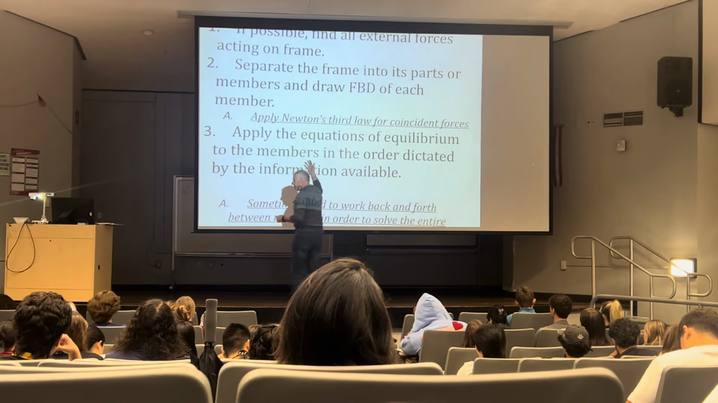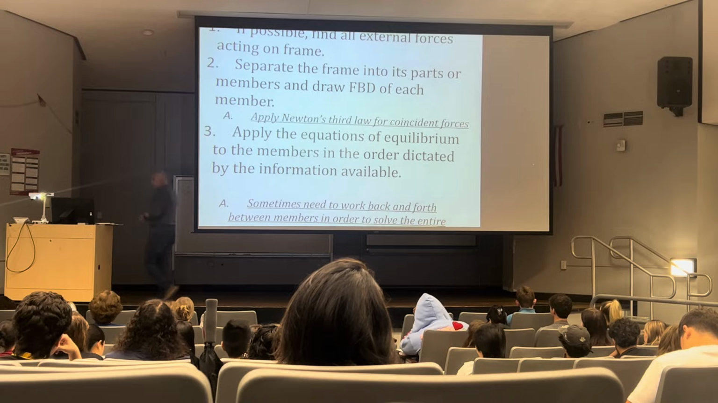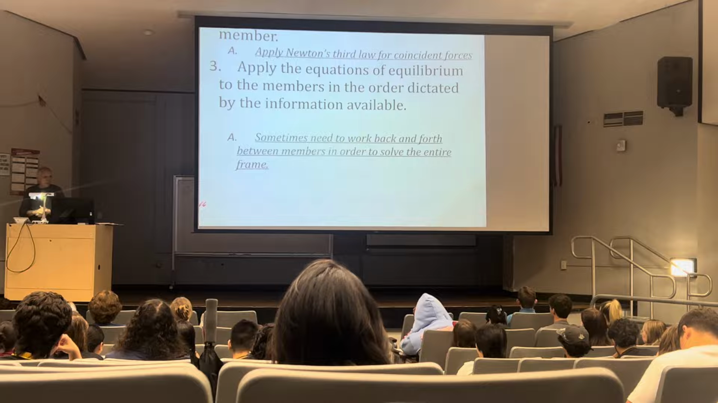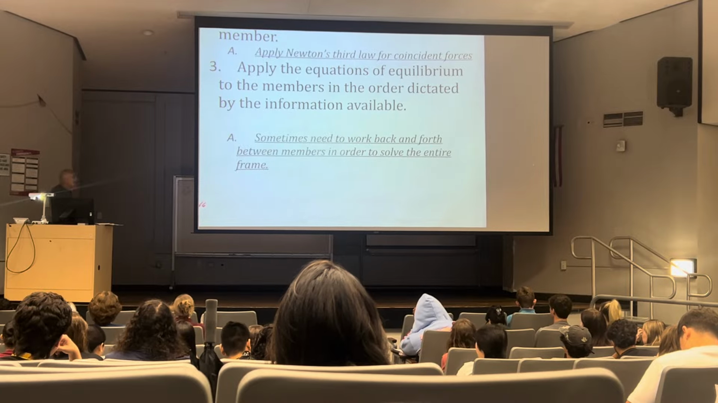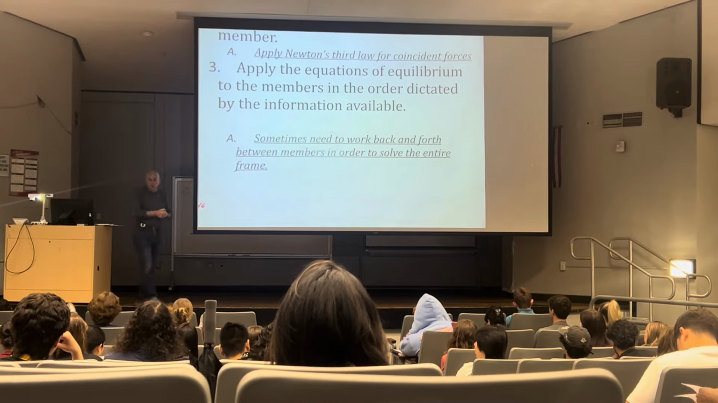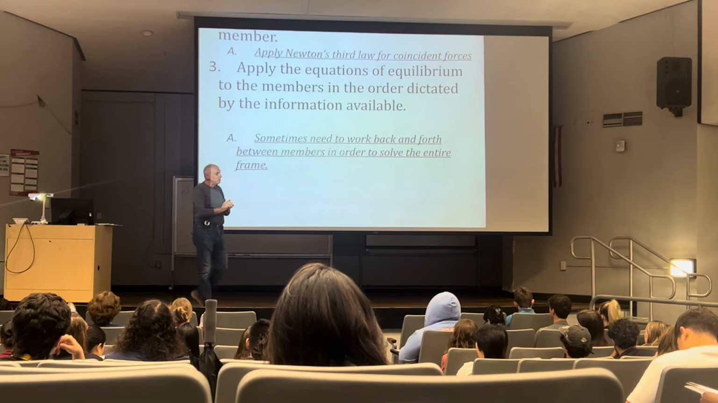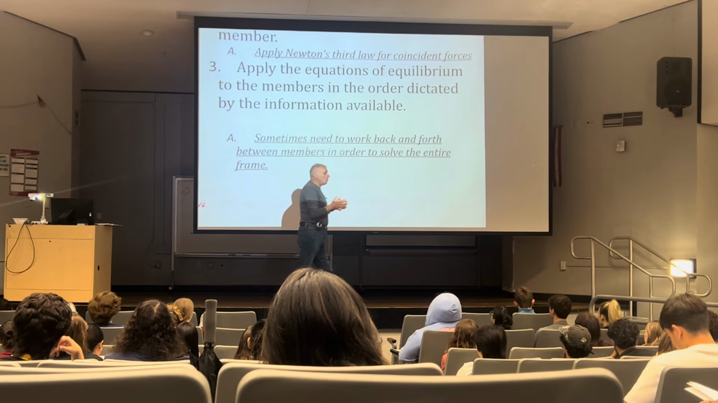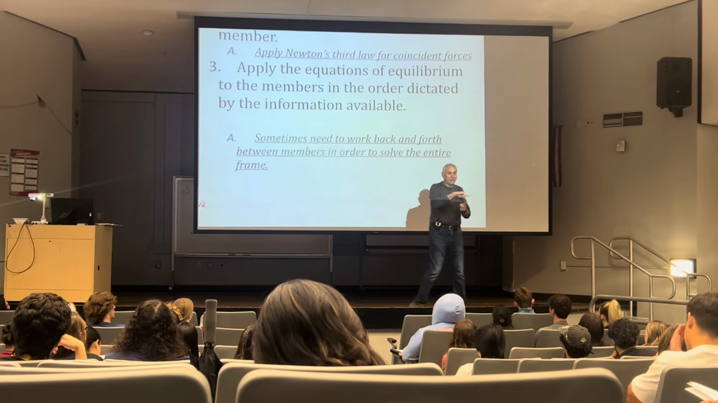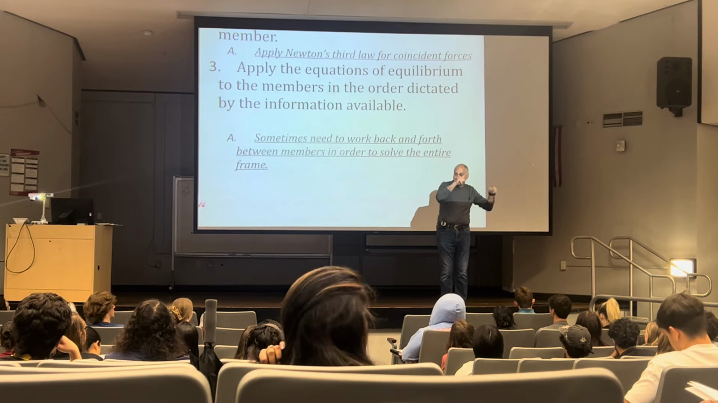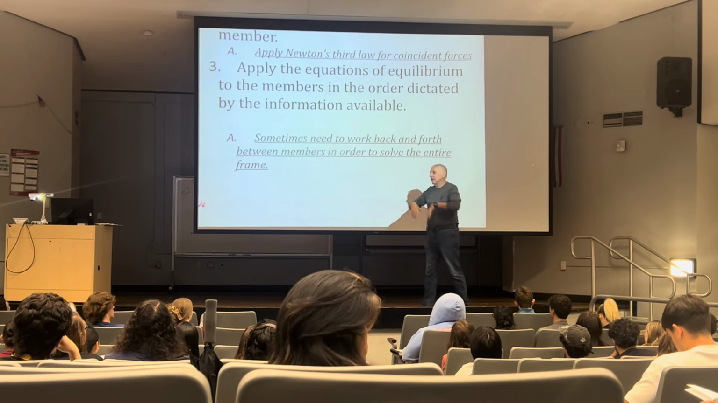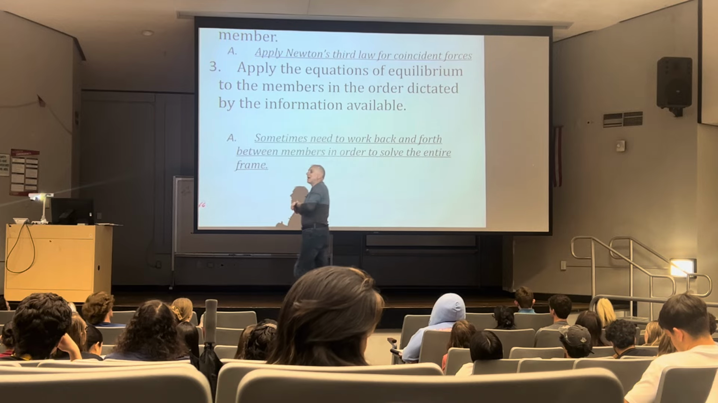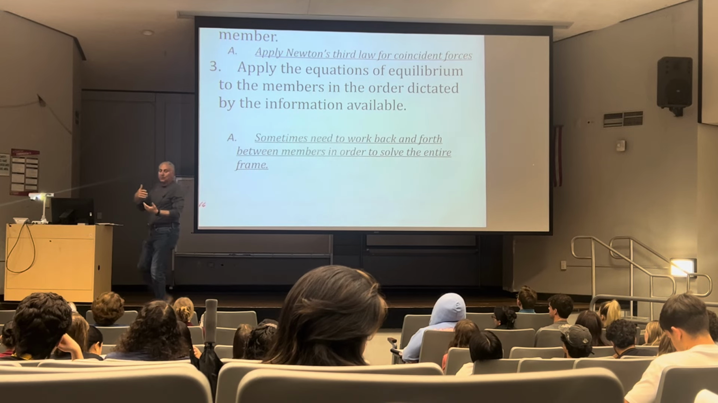And then, what do you do? You apply the equations of equilibrium in the order dictated by the information given. Can I find everything? Usually no. Which means I may have to go back and forth between free body diagrams in order to get everything. Sometimes you'll get an equation, By equals Ey.